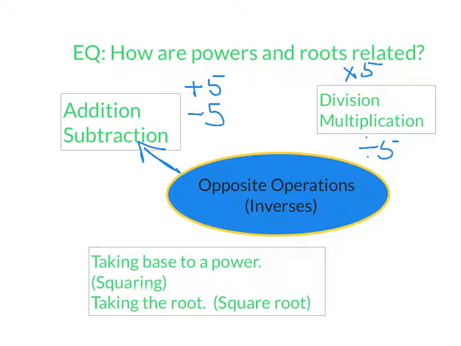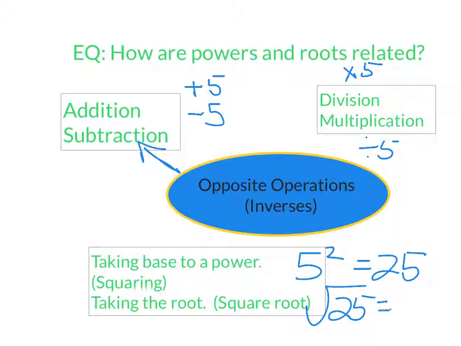Taking a number like 5 to the second power, which gives you 25, the opposite of that would be taking the square root of 25, which is 5. So it's the opposite. Notice I didn't write the little 2 there because I didn't need to. It's such a common operation that we don't even put the 2 there.